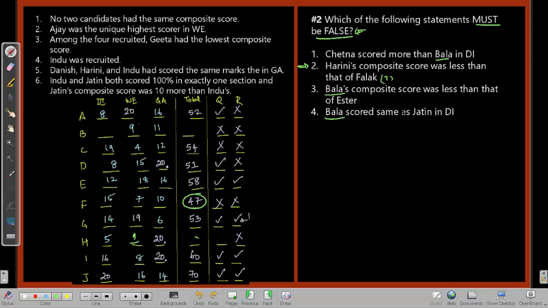But the question is, which of the following must be false? So we have to eliminate answer choice number 2. Hence, now we are forced to deal with Bala. Okay, let's look at what the story is with Bala. So, like I said, this Bala score is X for DI.